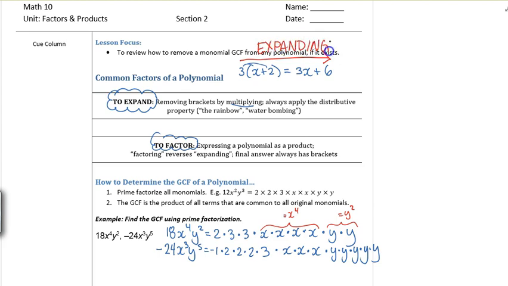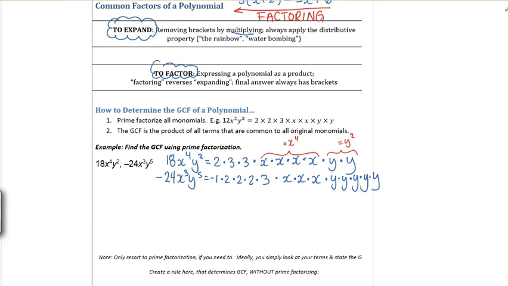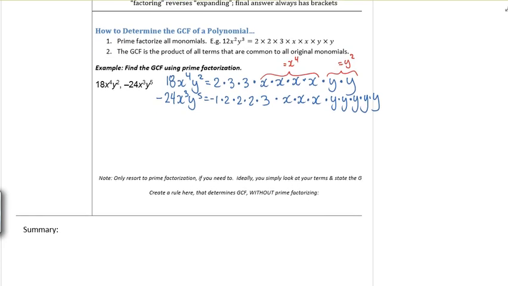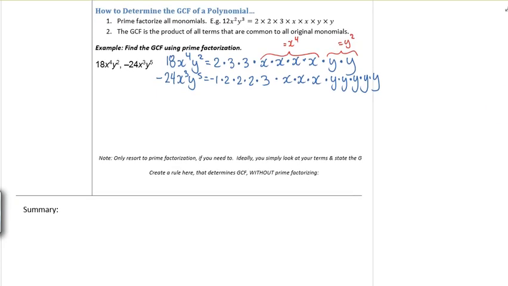Now, for the rest of the unit, we want to actually go backwards. I'm going to start you with the 3x plus 6 style question, and I want you to create the bracketed situation. That is what factoring is. So factoring and expanding, they are opposites to each other. Now, the very first step on factoring out algebraic monomials is to identify what the greatest common factor is.